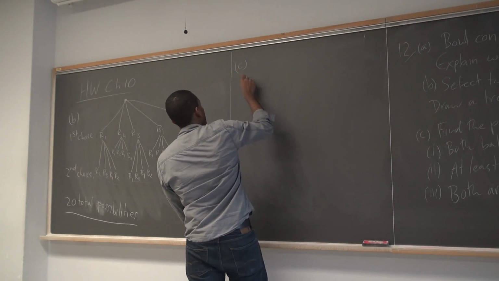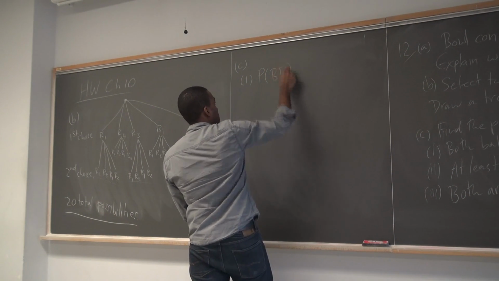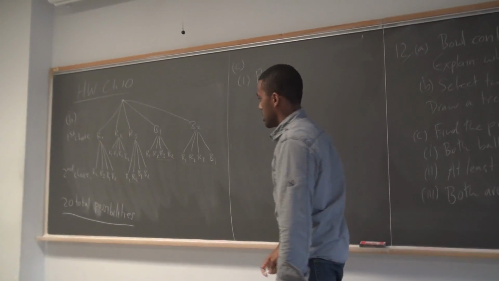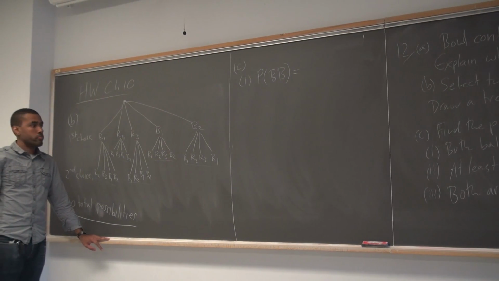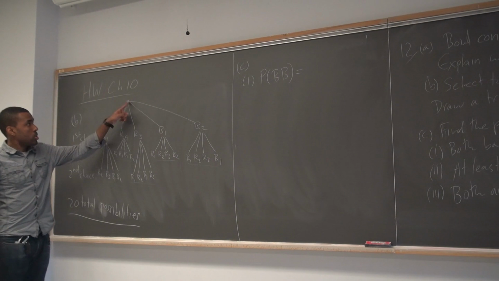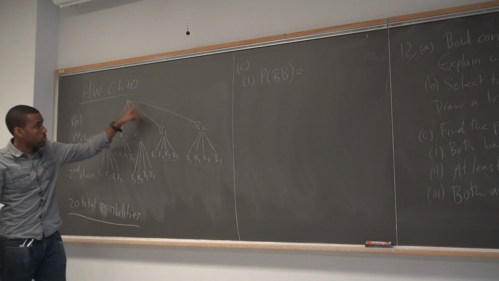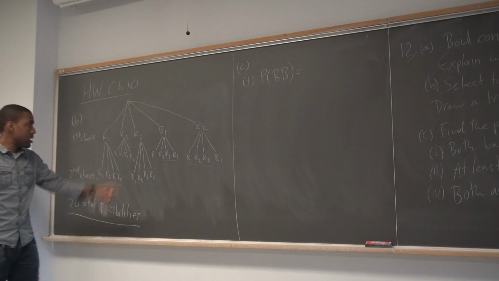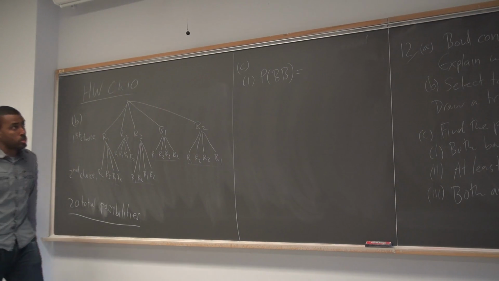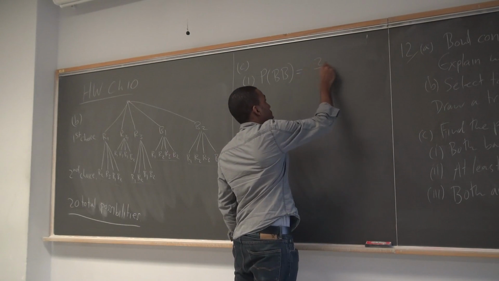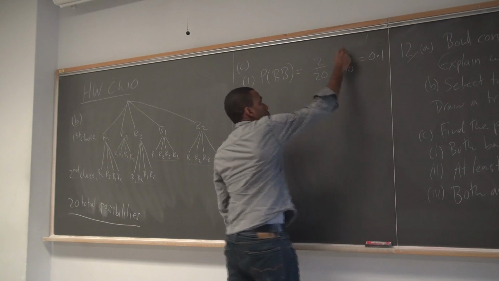Part C. 1. The probability of a black and a black. What's the way you can get 2 blacks? You can go along this arm, B1, B2. That's the way to get 2 blacks. Or you can go along this arm, B2, B1, right? And that is the only way you can get 2 blacks, right? So we have 20 total choices. There are only 2 of them in which we have 2 blacks. Just by counting the arms, that's just 2 out of 20. Equals 1 out of 10, or you can write 0.1. Either of these are fine.